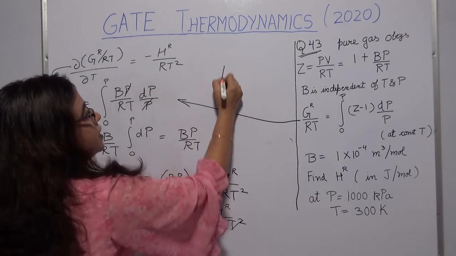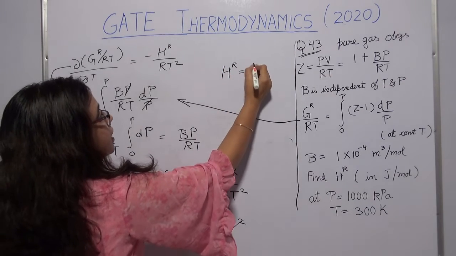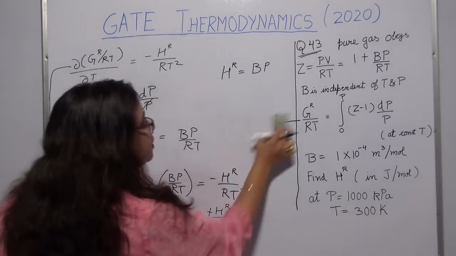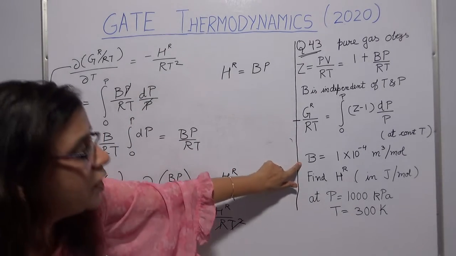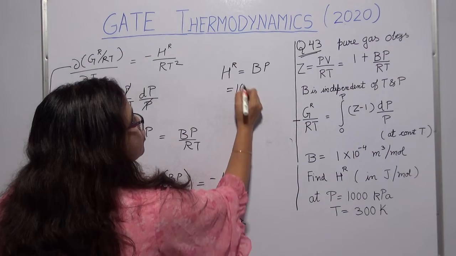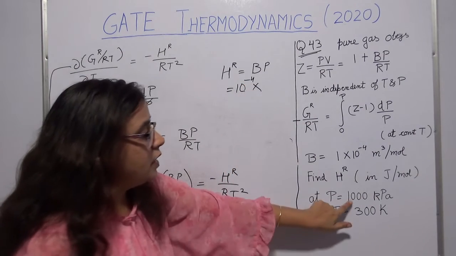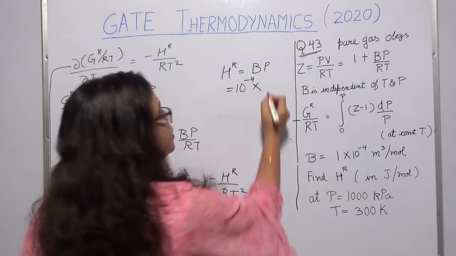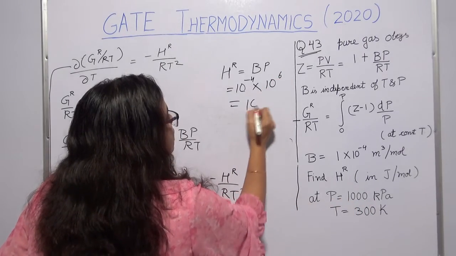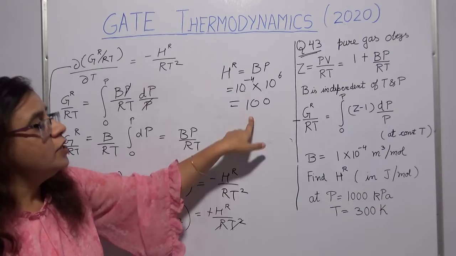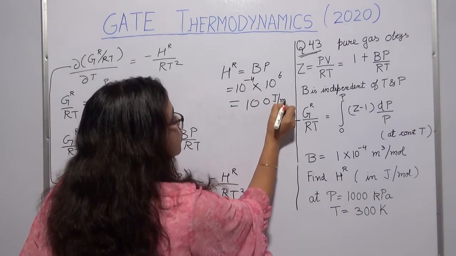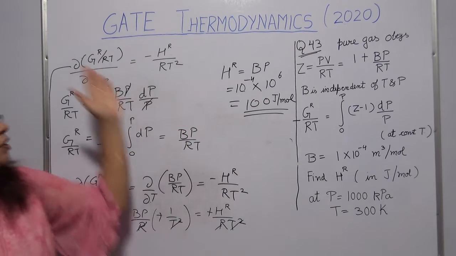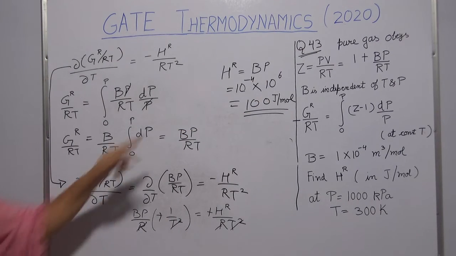So what you are left with is HR, that is equal to nothing but B into P. Now you will see that it's such a simple question. HR is equal to B into P. What is B? 10 raised to minus 4. And what is P? 1000 kilopascal. So multiply it with one more 1000, so it will be 10 raised to 6. So what you have is, the answer is 100. Okay, so this is 100 joules per mole. So mathematically it's very simple, but you should know how you arrive to this value.